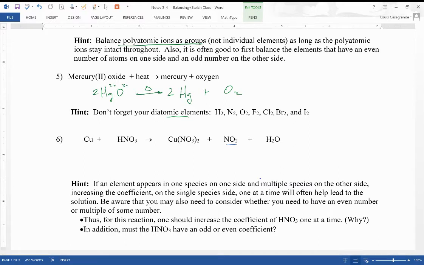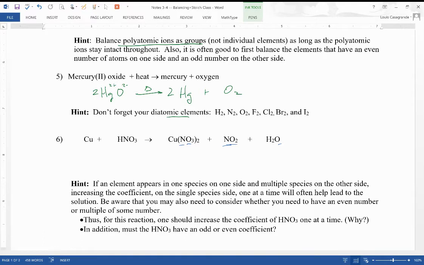So this one is a little complicated because we've got elements that appear all over the place. Multiple species. On one side, we've got oxygen in 3 things on the right. We've got nitrogen in 2 species on the right. And this is one of those cases where the NO3 is actually breaking down. So you can't balance the NO3, the nitrate, as a whole. So how do you start something like this?